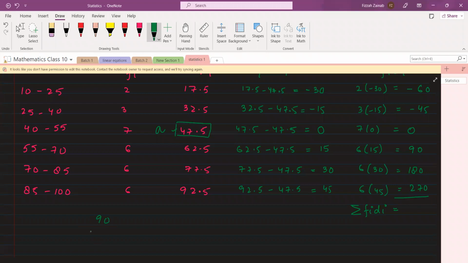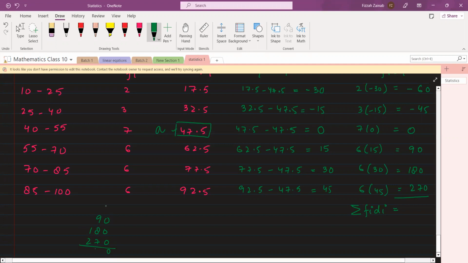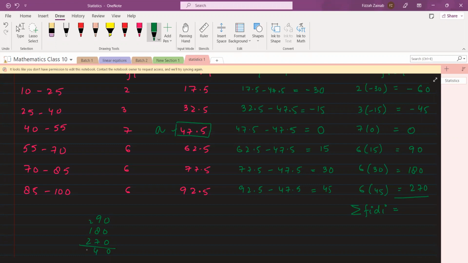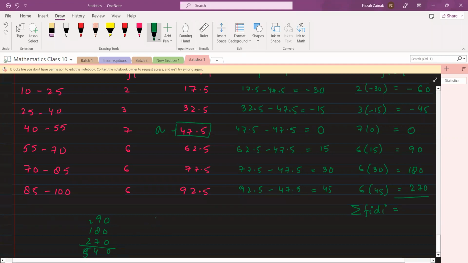The positive ones you add separately. So 0, 90, 390, then 7, 14. No, again you are wrong. 14 and 10, 24, carry 2, 3, 4, 5. Okay, 540 are the positive numbers. Then 60 and 45 is 105. So that means you will do 540 minus 105.